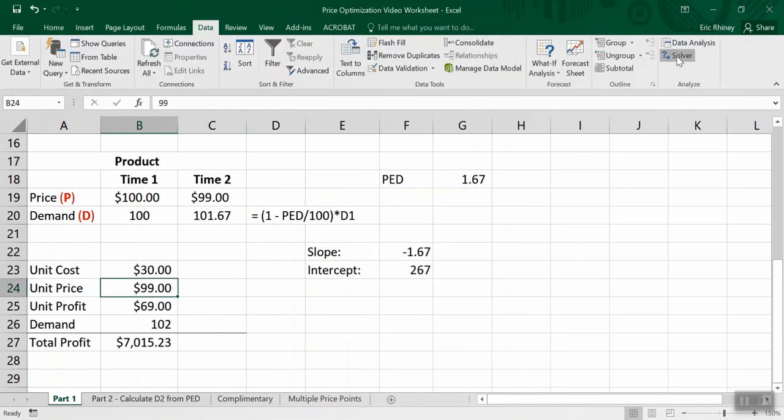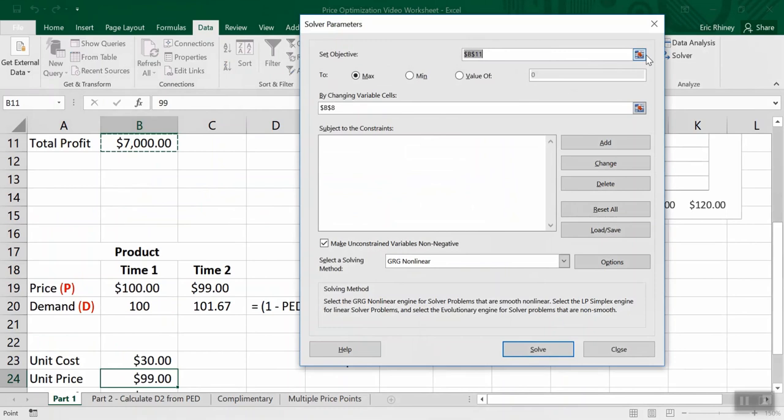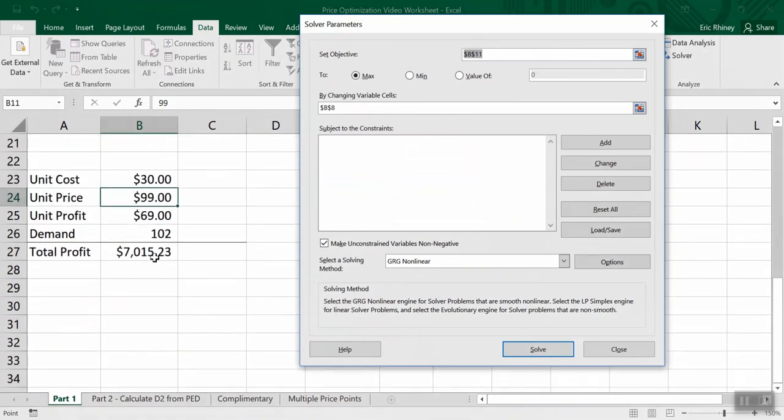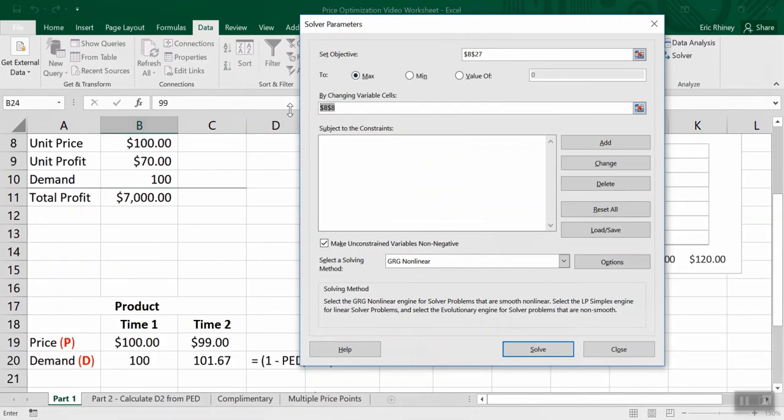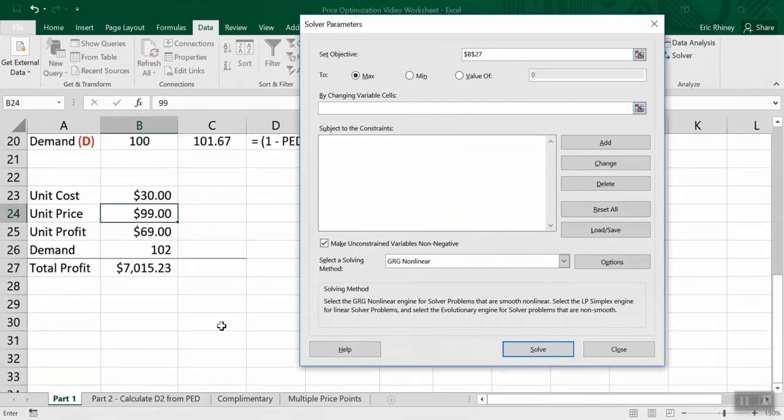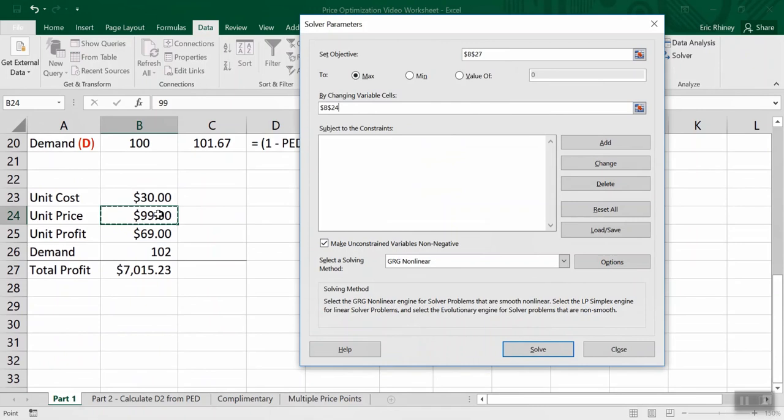Solver, and now I'm going to change this to this profit down here, maximize that, change what price. I'm going to change this price up here now instead of the other one. And let me add a constraint just so you can see it.